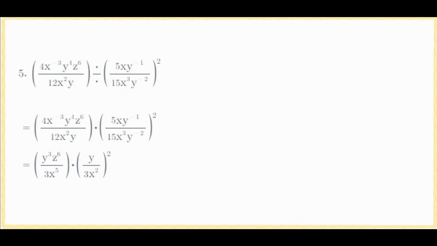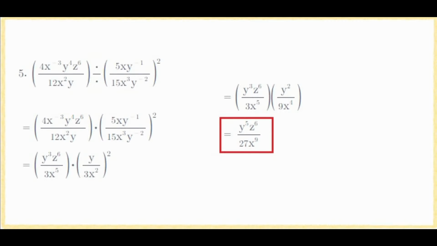So then we can simplify each of the two fractions. So we end up with y to the 3rd z to the 6th over 3x to the 5th times y over 3x squared, to the 2nd power. Putting in that 2nd power, we again have y to the 3rd z to the 6th over 3x to the 5th times y to the 2nd over 9x to the 4th. Putting that all together, we have y to the 5th z to the 6th over 27x to the 9th.